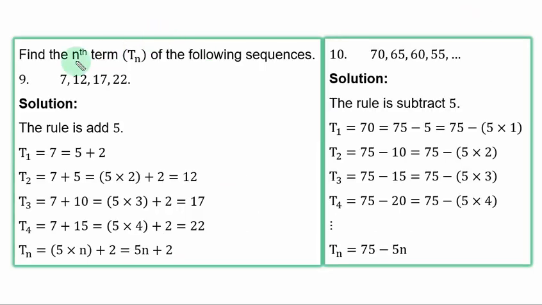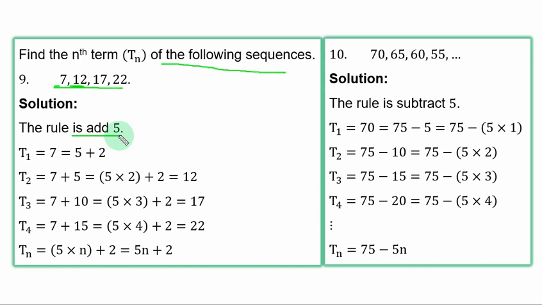Find the nth term of the following sequences. Example 9, you have 7, 12, 17, 22. If you observe very well, the pattern or the rule is to add 5. If you add 5 to 7, you have 12. If you add 5, you have 17, and so on. The rule is add 5.